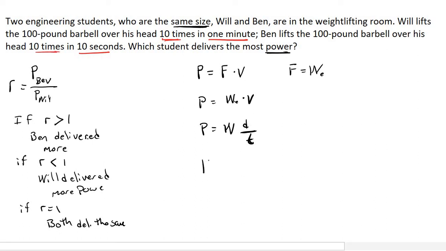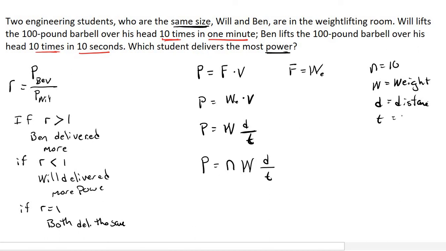We can state that the power is equal to N times W times D divided by T. Remember that N, in this case, is 10, the number of times. We have weight, which is W. We have D, which is the distance. And then we have time, which is represented as t. The only thing that changes in this case is actually the time.